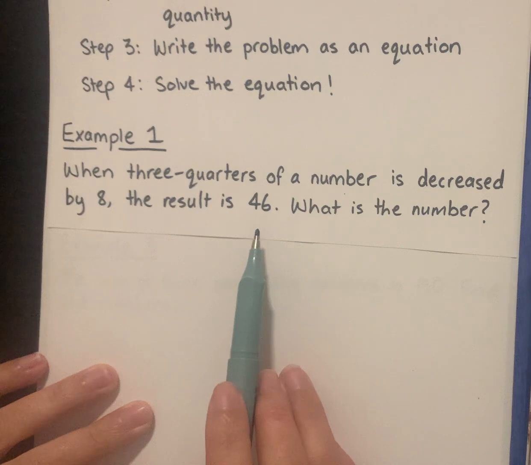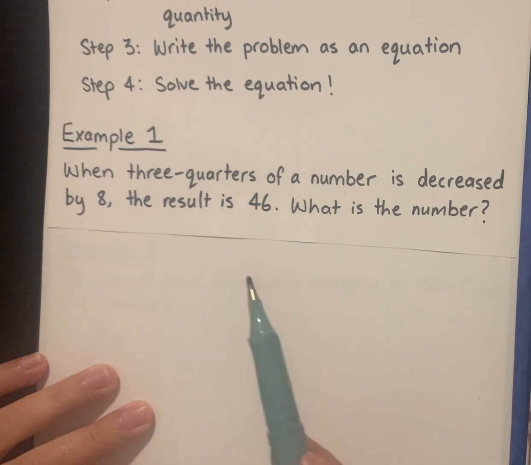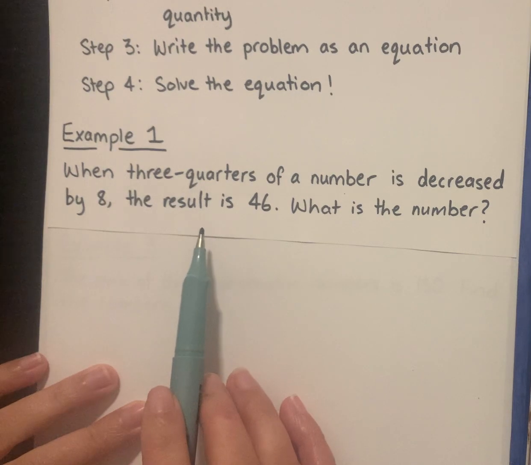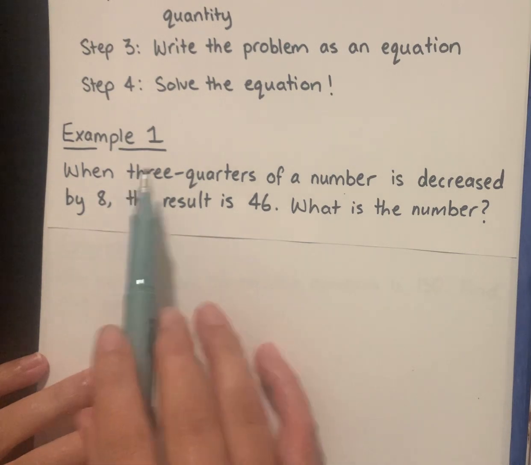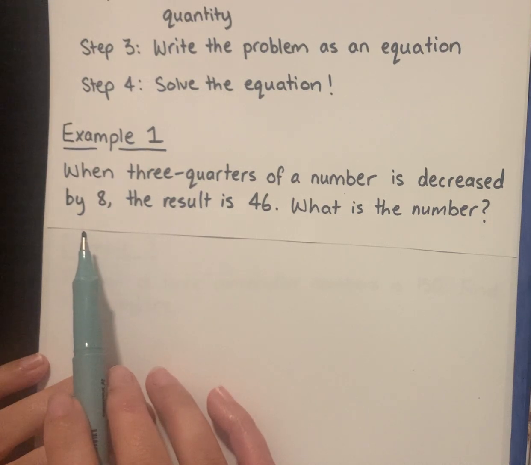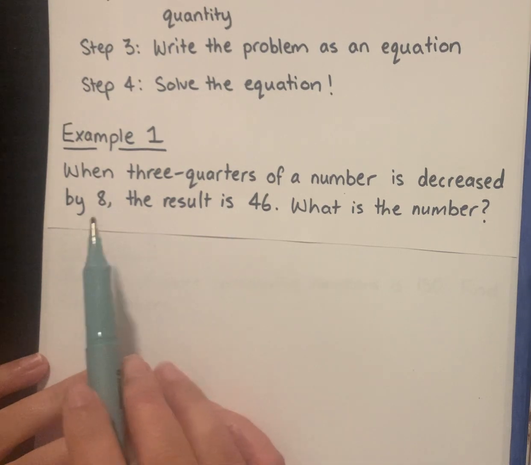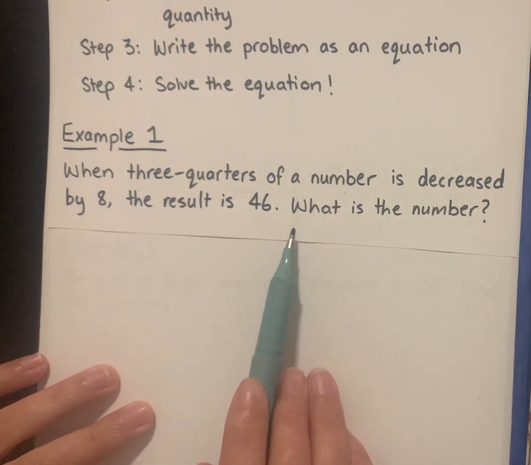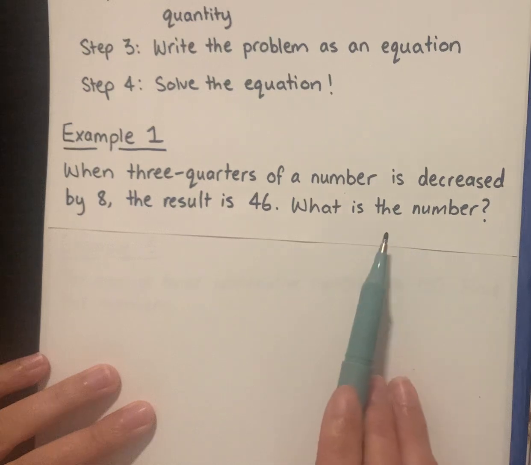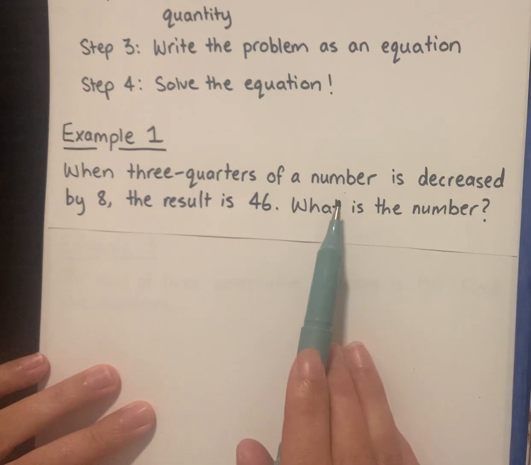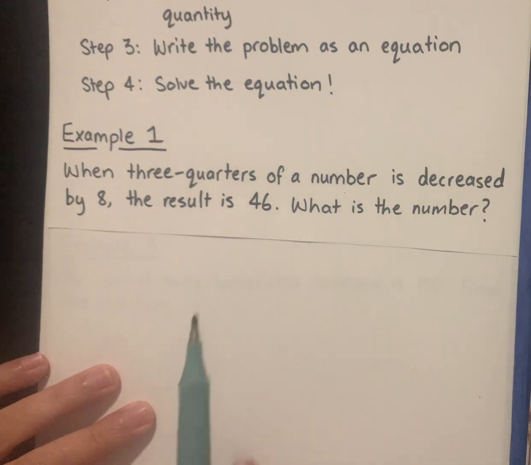This part stands out to me because when we have "the result is," that's kind of the same as writing an equals sign, isn't it? We're going to do all these operations to this number, and when we're finished, the result will equal 46. So what is the number? That confirmed our suspicions. They want us to find this unknown number. So the number is the unknown quantity.